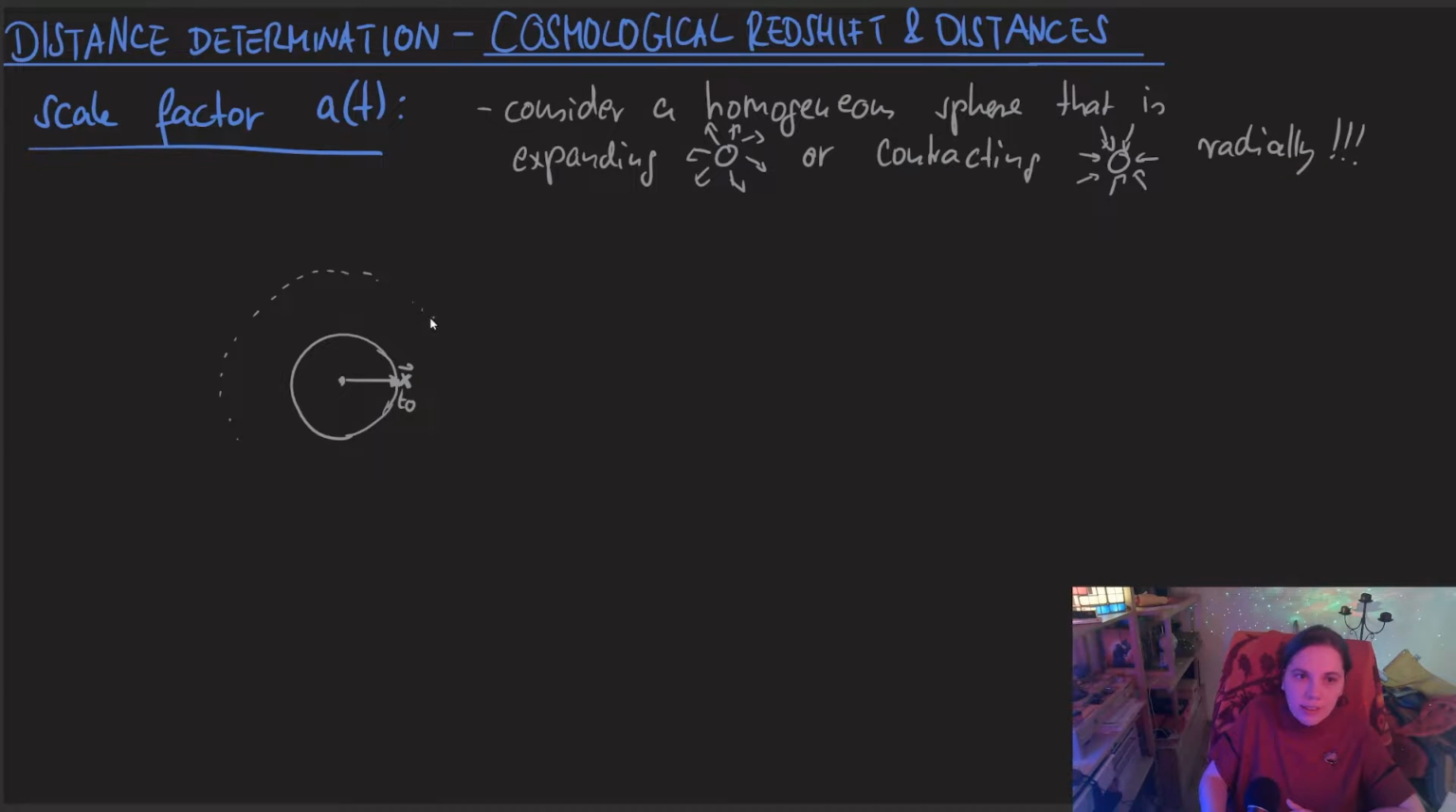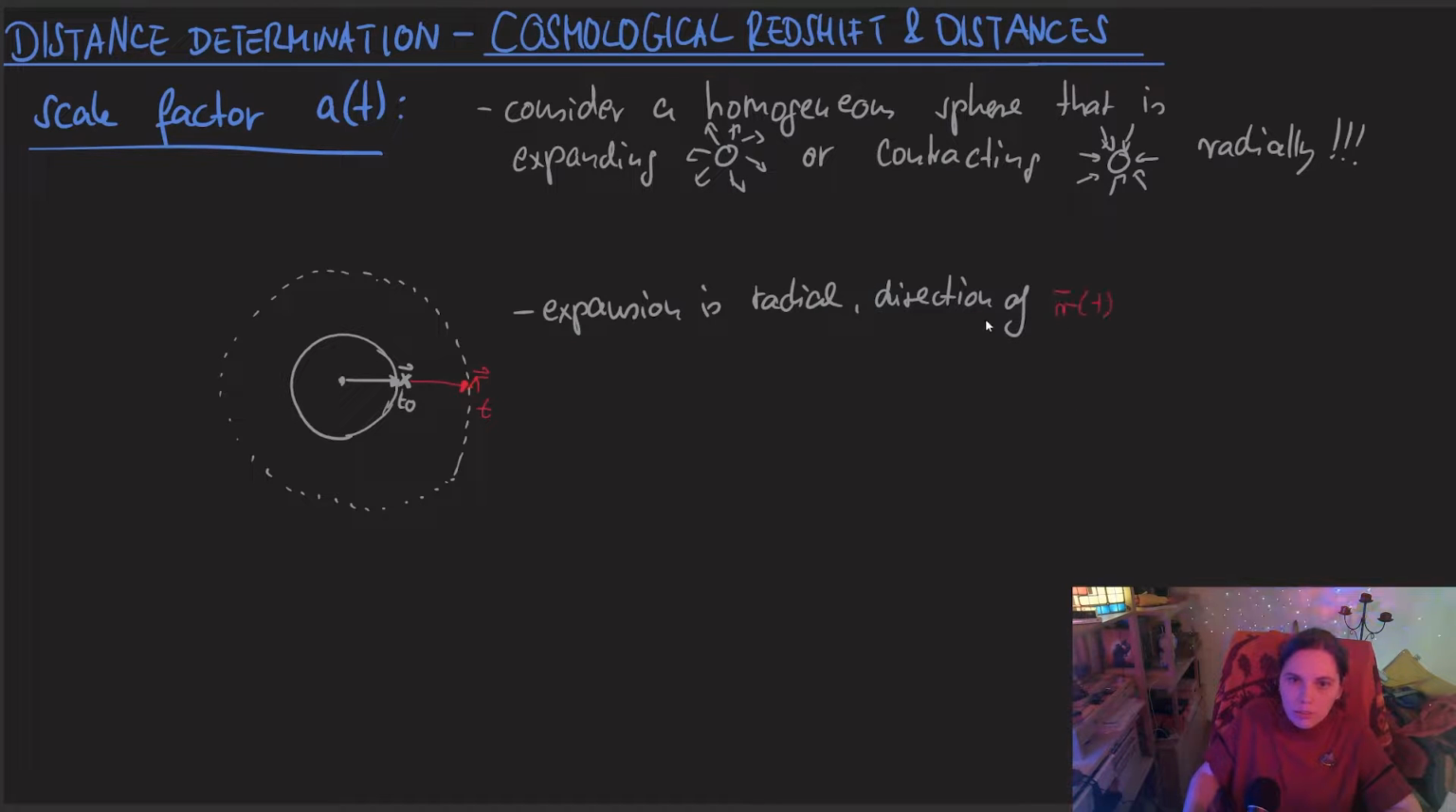Just like a balloon. We're blowing up the sphere. So this point x is now here, and it moved radially out, always in the same direction. We are calling this r now, at a time t. So time passes, it expands, and that particle is here now. Expansion is radial. So the direction of r, as a function of t, is constant.